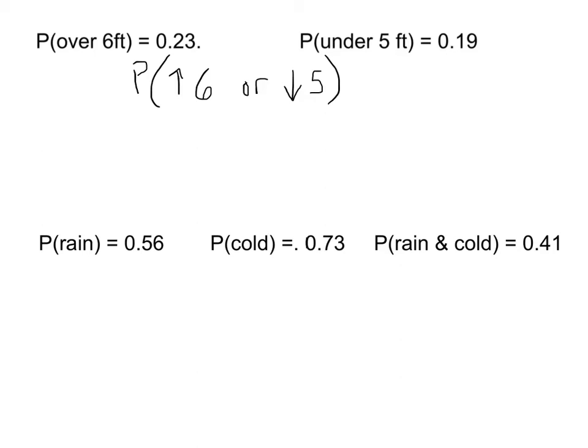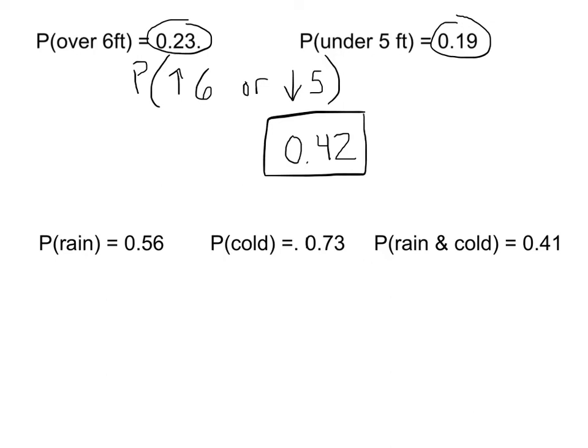So in this situation, to find this probability, I would simply just add the 2 probabilities together, the 0.23 and the 0.19, and my answer is simply going to be 0.42. I don't have to worry about an overlap, so I don't have to worry about any number being double counted.